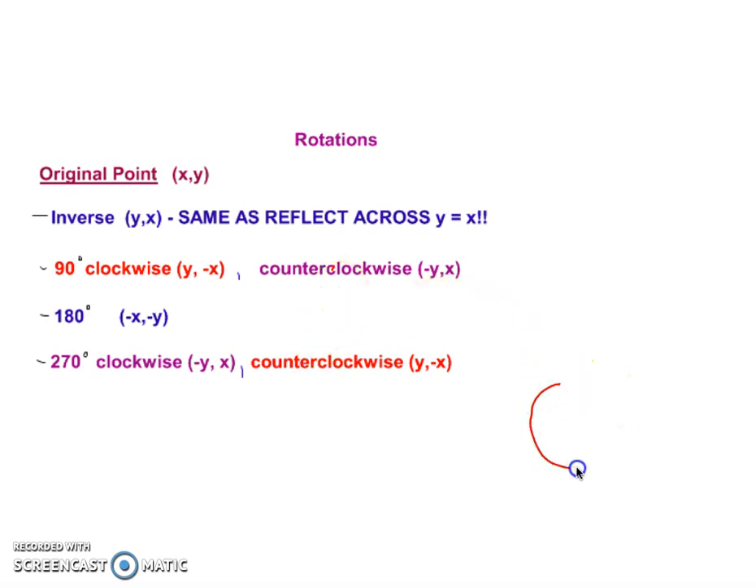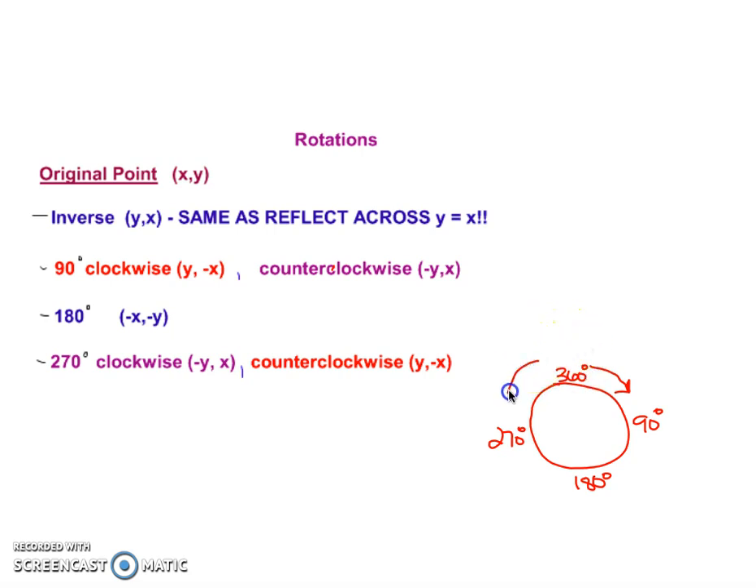If you have a circle, we know that clockwise goes this way. So if we have 90 degrees clockwise, that would be approximately right here. 180 degrees clockwise, remember going this way, would be approximately right here. 270 degrees would be approximately right there. And then, of course, if we got all the way back here, this would be 360 degrees.